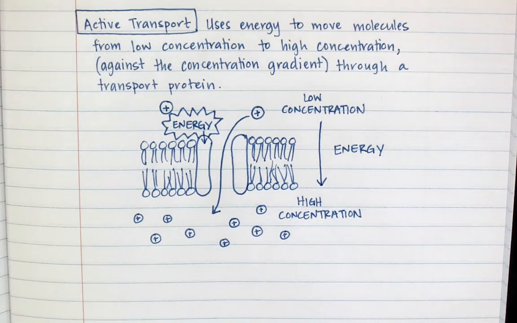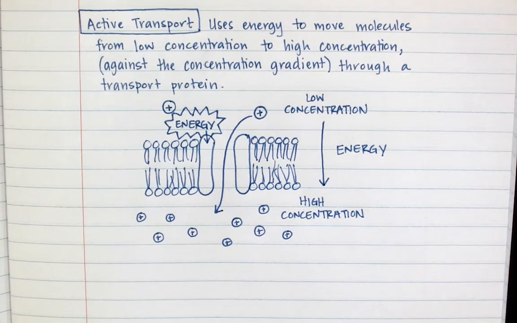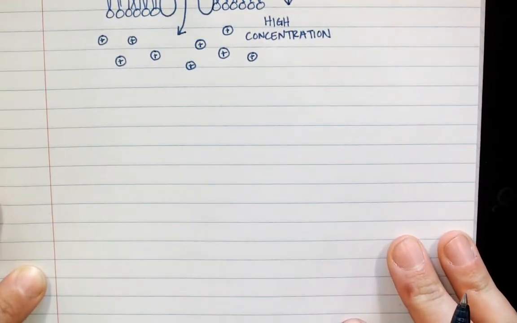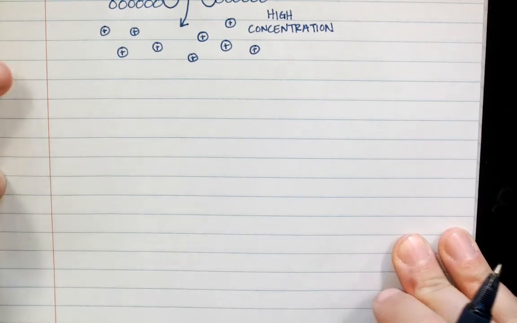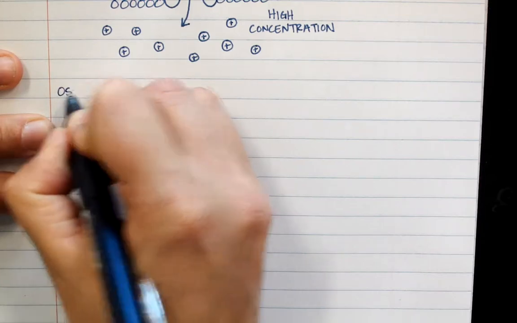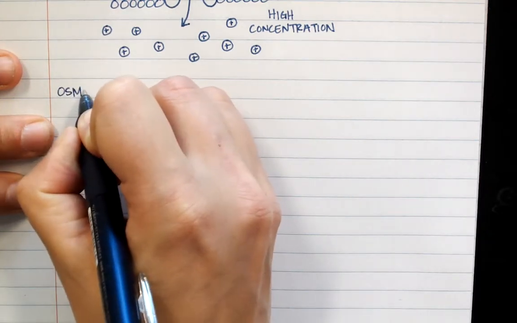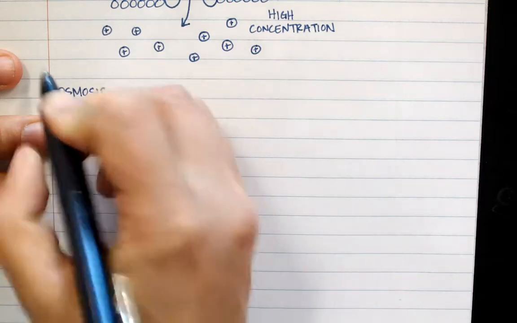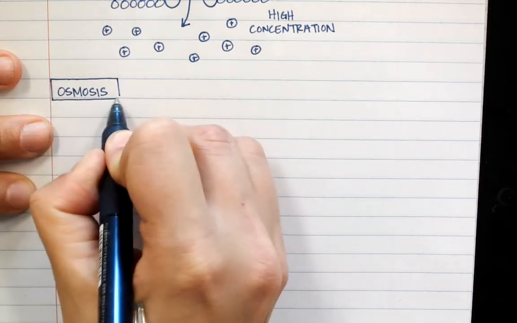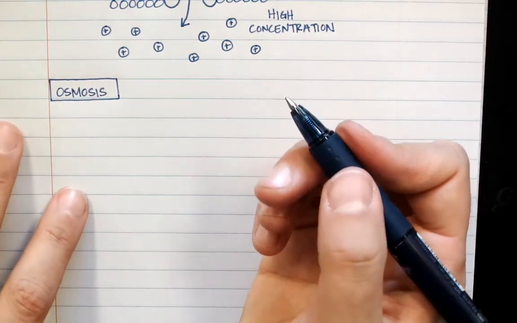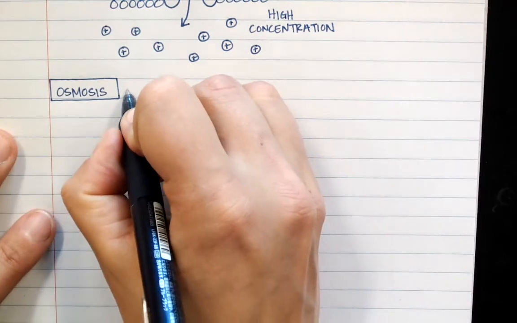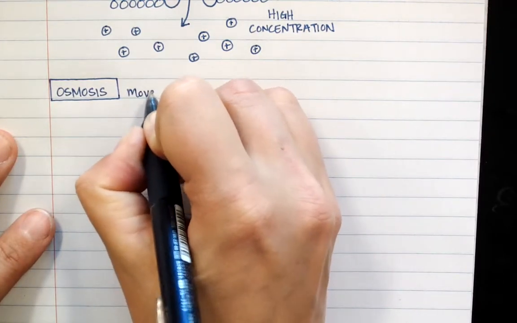Last but not least, we've got our final type of transport that we're going to be talking about, and I'm still on page 53. The last type of transport we're going to talk about is osmosis. Osmosis is important. It is only for water. So it is the movement of water.